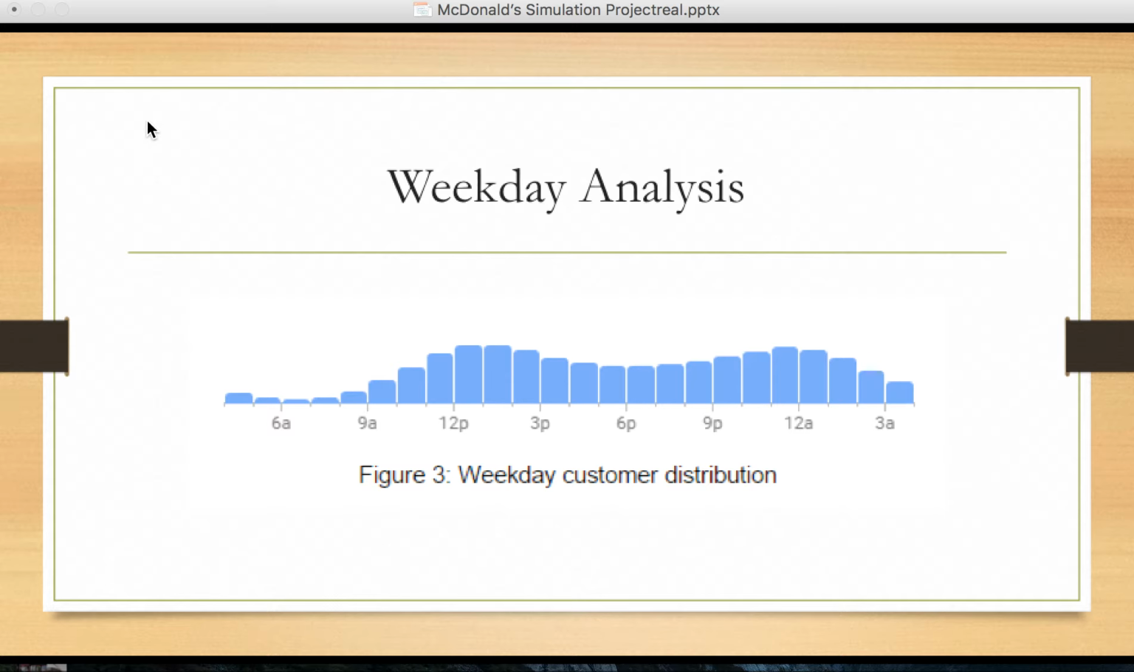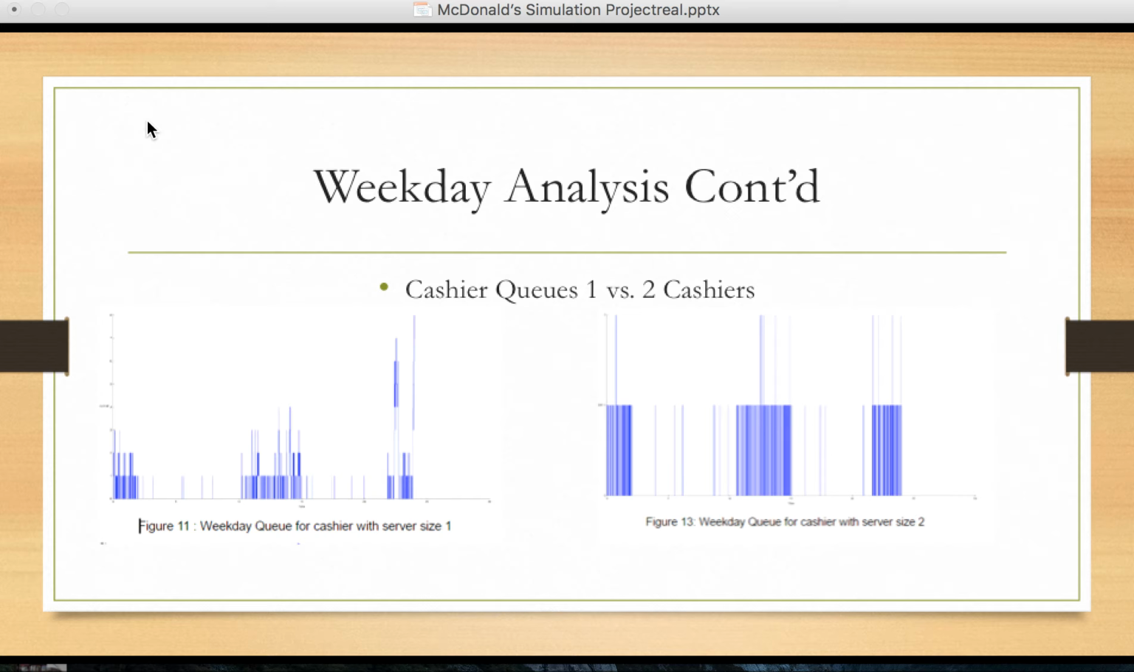Since the weekday and weekends have different customer distributions, we ran different simulations for the weekday. As you can see from this customer distribution, this is what we used for our weekday analysis. With this customer distribution, we ran our model, determining the queue sizes for 1 versus 2 cashiers.